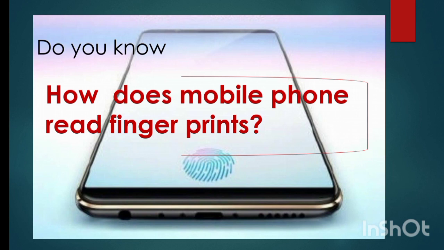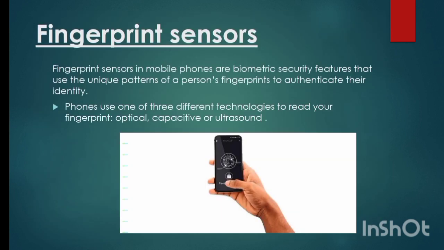Do you know how your mobile phone reads your fingerprint? Because they have fingerprint sensors. Let's see what fingerprint sensors are. Fingerprint sensors in mobile phones are biometric security features that use the unique pattern of a person's fingerprint to authenticate their identity. Phones use one of three different technologies to read your fingerprint: optical, capacitive, or ultrasound.